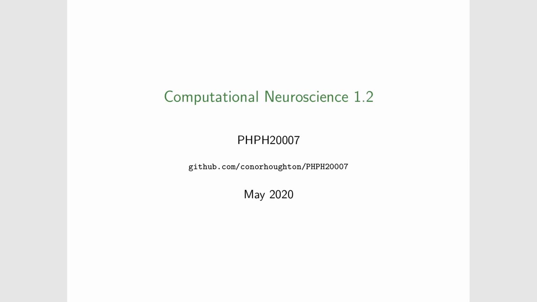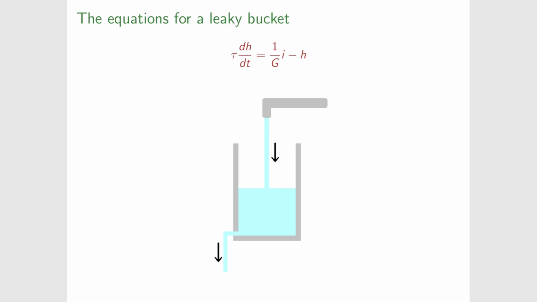I'm Conor Houghton, and this is the second half of the first two lectures I give as part of the course PHPH20007 on computational neuroscience. In the first half, I talked about the equations for a leaky bucket.